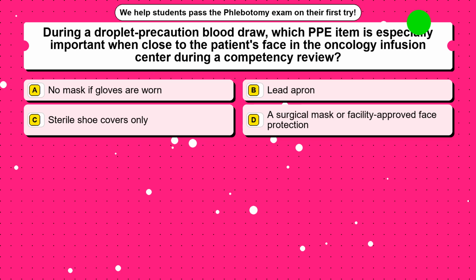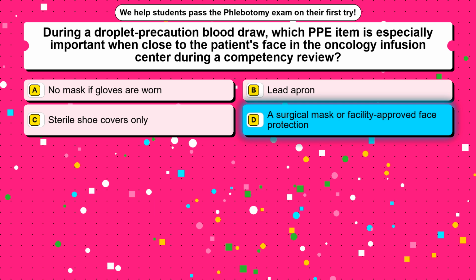Question 11. During a droplet precaution blood draw, which PPE item is especially important when close to the patient's face in the oncology infusion center during a competency review? Option A. No mask if gloves are worn. Option B. Lead apron. Option C. Sterile shoe covers only. Option D. A surgical mask or facility-approved face protection. The correct answer is option D.